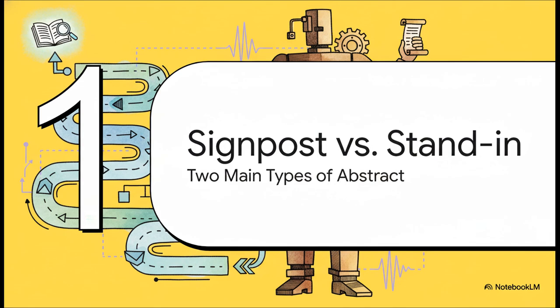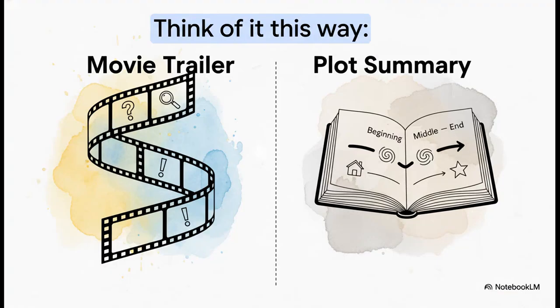At the end of the day, pretty much every abstract you'll ever see falls into one of two main buckets. And if you can get your head around this one difference, everything else is going to make so much more sense. The absolute best way to think about this is with a simple analogy. Imagine one type of abstract is like a movie trailer. It gives you the vibe, it tells you what the film is about, and it helps you decide, do I want to watch this? The other type?